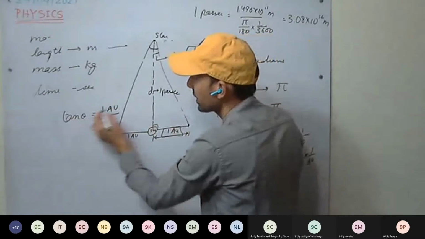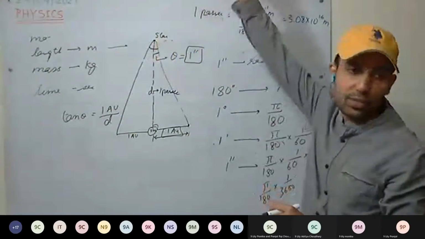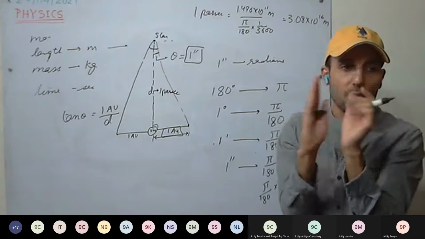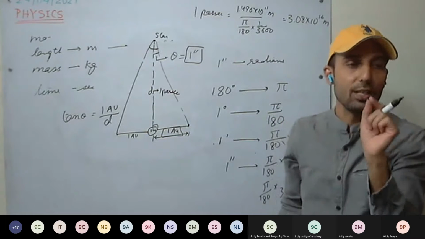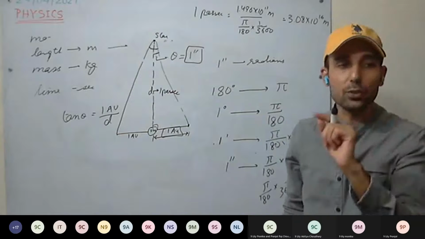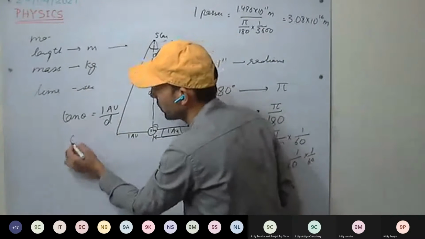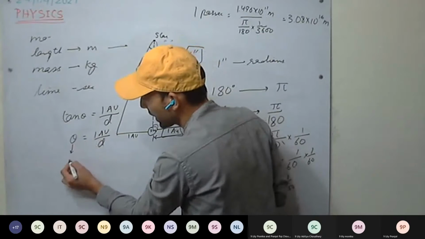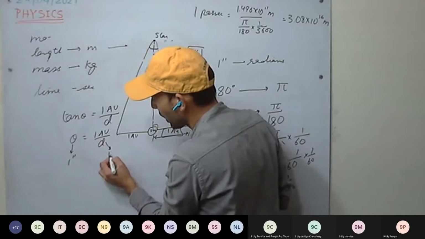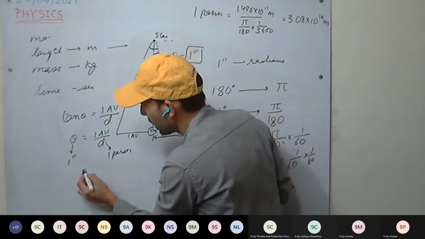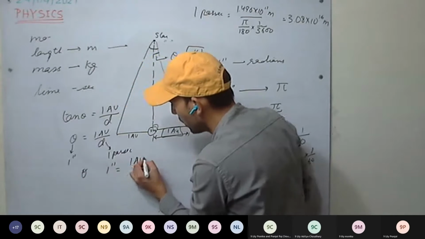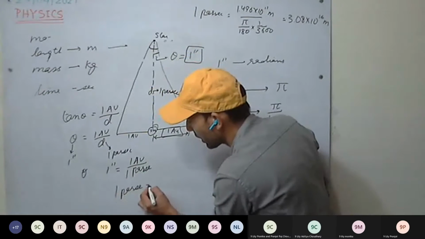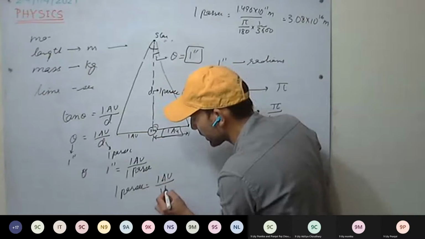Since theta is very, very small, this point is very, very far away. 1 second is a very small angle. 1 degree is divided into 60 parts, and each part again into 60 parts. So tan theta is equivalent to theta, which is 1 AU divided by d. When theta is 1 second, d becomes 1 parsec. So 1 second equals 1 AU divided by 1 parsec, or 1 parsec equals 1 AU divided by 1 second.